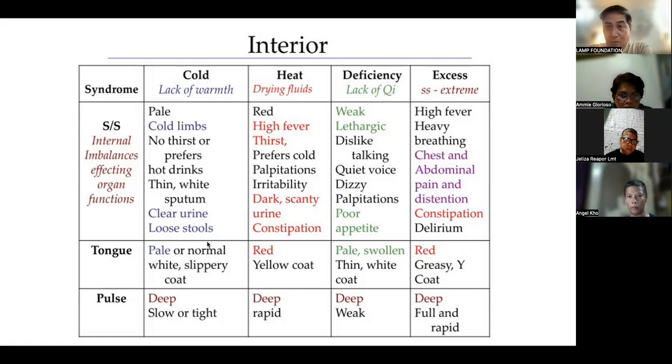Red with yellow coat. So you don't base the color alone. So this is more about heat or cold. Okay? To differentiate it from cold. And the pulse is deep kasi interior eh. Interior. And rapid. Yes?